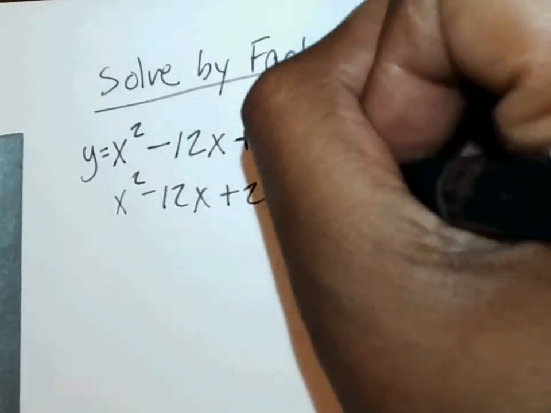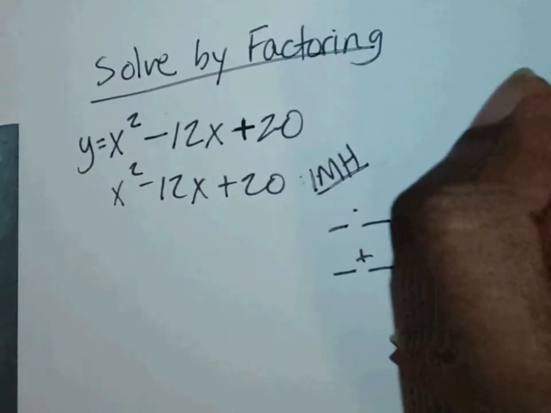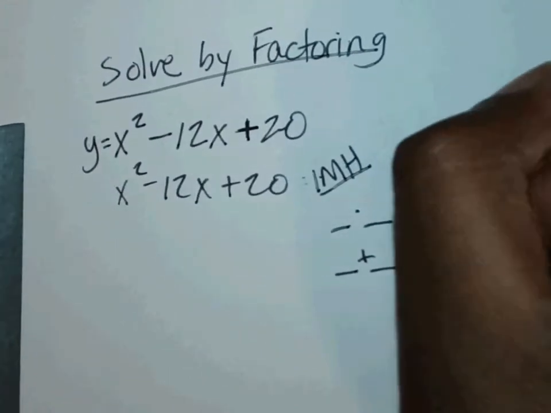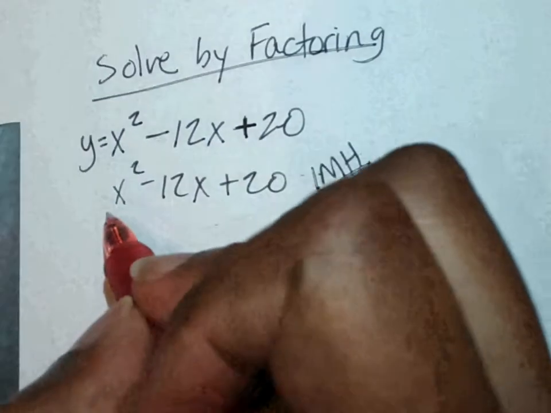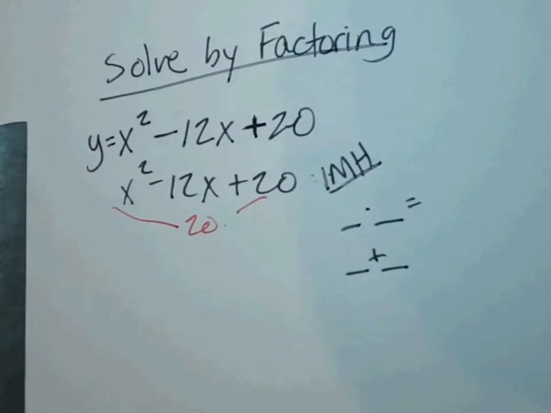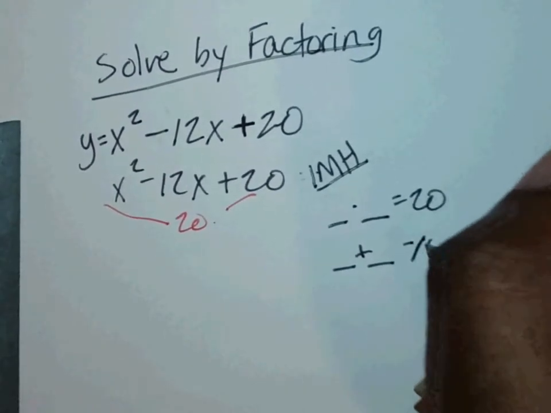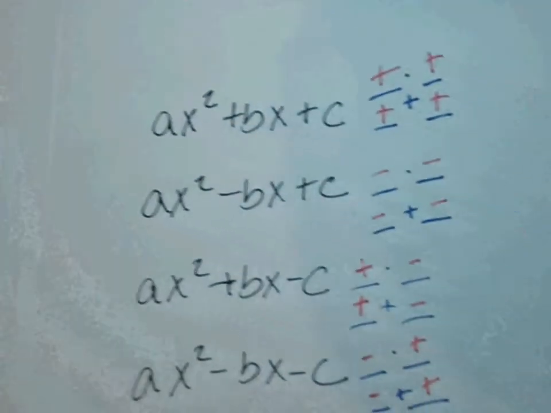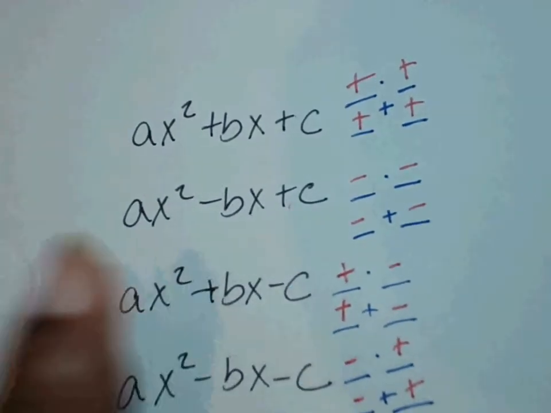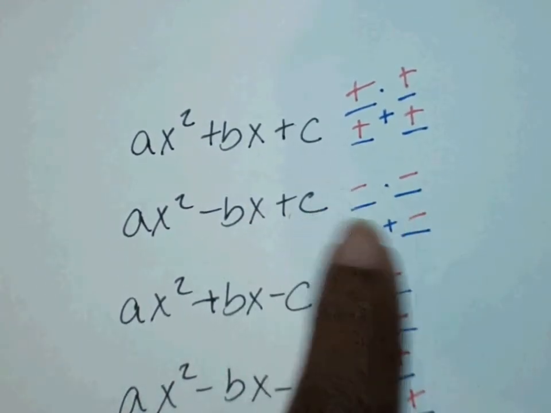Alright, so factoring. I have to do the in my head part. Two numbers that multiply, two numbers that add. I need two numbers that multiply to give me a times c. I need two numbers that multiply to give me 1 times 20, which is 20. But then they need to add to give me negative 12. I'm thinking back to the rules my teacher taught me. I'm looking, and it looks like I have this scenario here where I had a positive and a negative. So both of my numbers are going to be negatives.